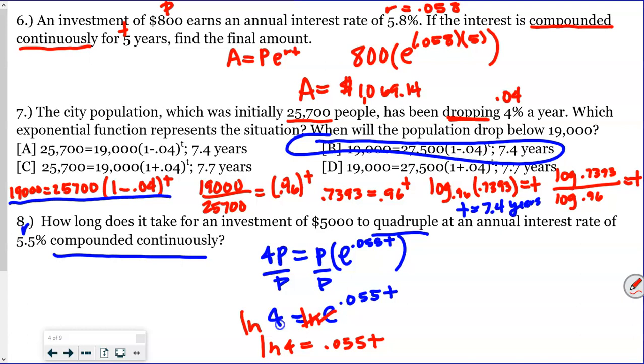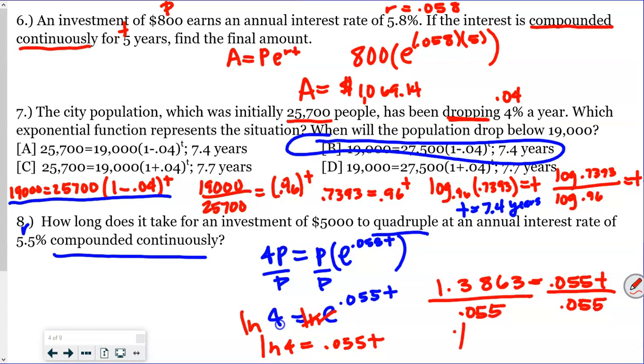So we're going to find the ln of 4, and I got that it was 1.3863, and that's going to be equal to 0.055 t. So aren't we going to divide both sides by 0.055? Okay, so t is going to be equal to 25.21 years. And if you want to check that, you could put that 25.21 back up in the previous formula, this one up here, and you can see, do you get $20,000? Because 4 times 5,000 is quadrupling it, right? Okay?